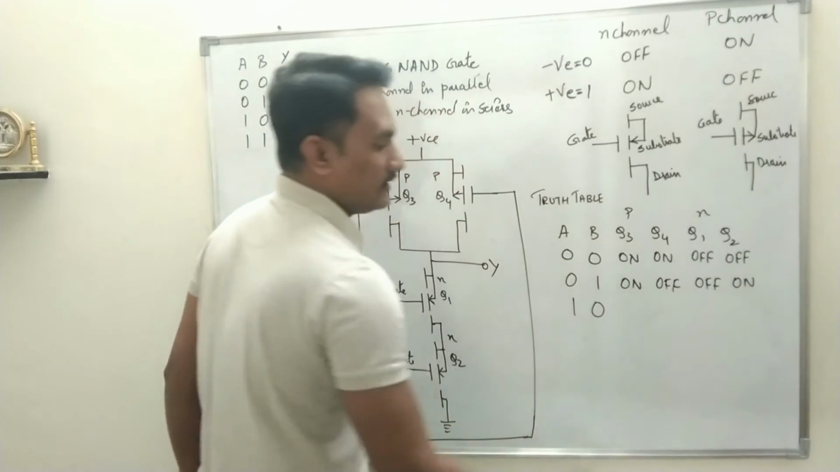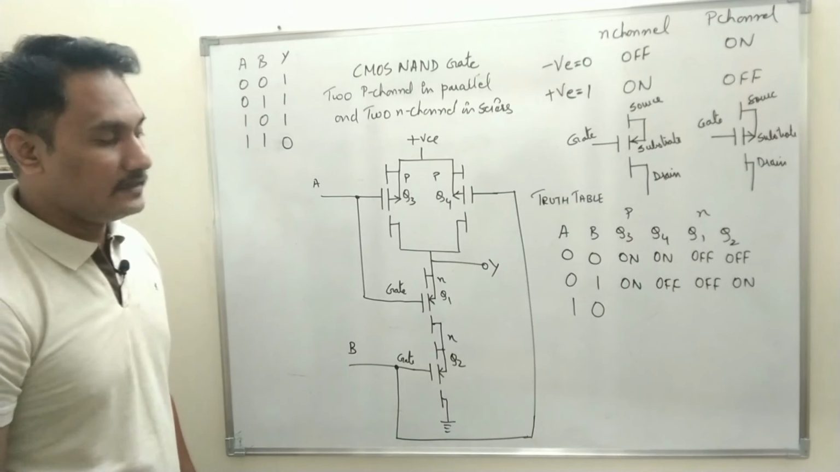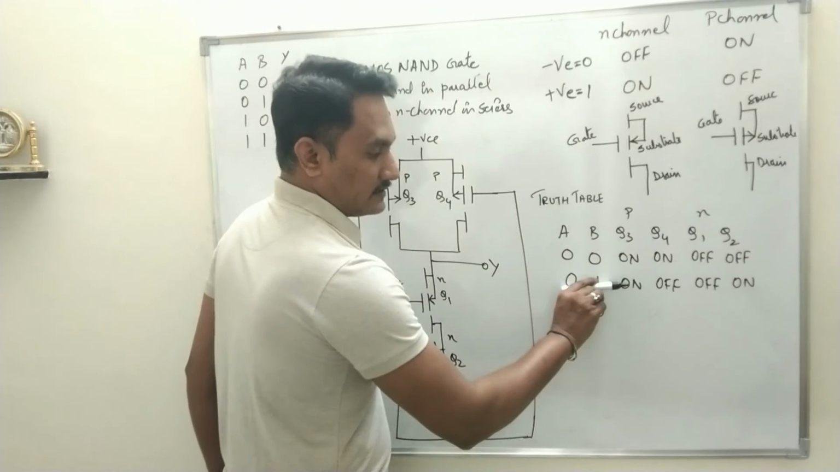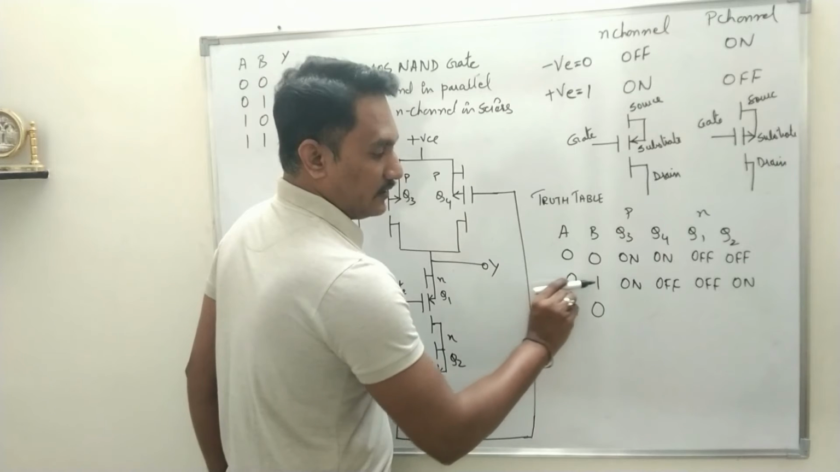Next, A is 1, B is 0. So when A is 1 and B is 0, it is the opposite condition of the second one, 0 and 1; now 1, 0.